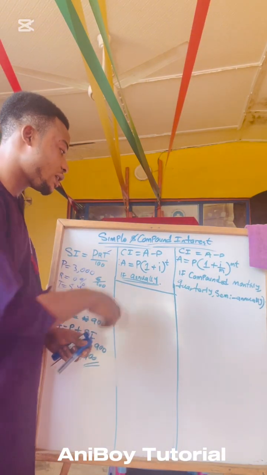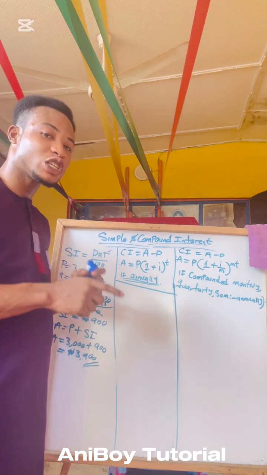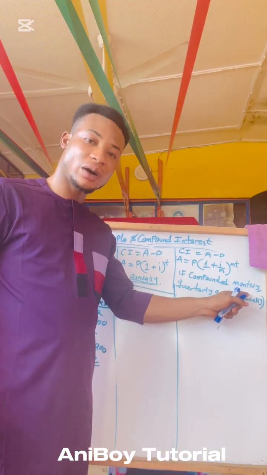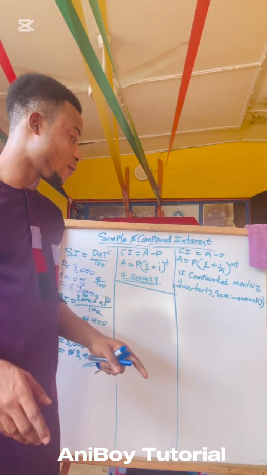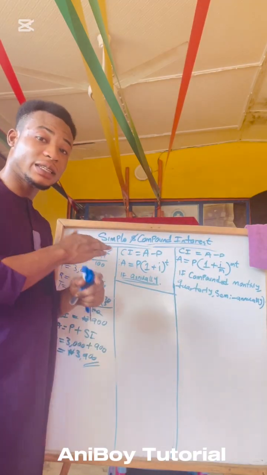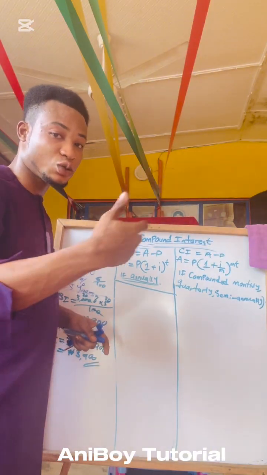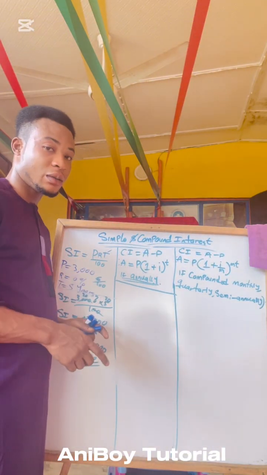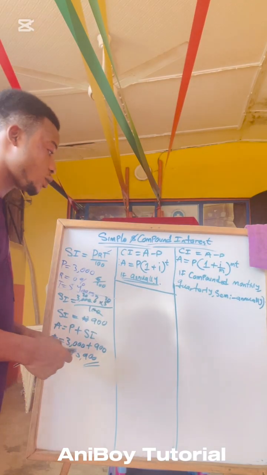Now note, this formula will be used only if in the question they did not mention that it should be compounded monthly, quarterly, semi-annually, daily, weekly, or anything. If it is just yearly, they did not tell you monthly or quarterly, but they gave you years, that is in 5 years, in 2 years, in 20 years, then all you need to do is to use this formula. But if otherwise, you use another formula. Alright, so let us solve the question.